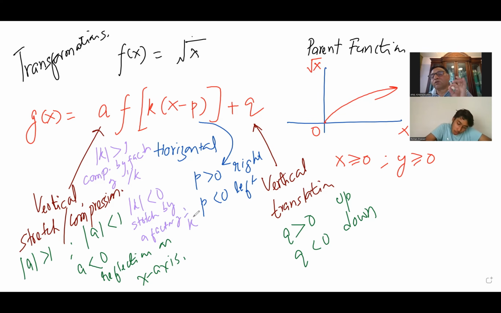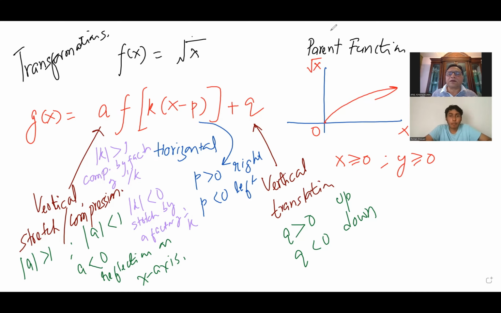By a factor of 1 over k, right? So that becomes a basic transformation. Very important. This is given in every book, so not a big problem. You know this. We'll actually see how it affects any function, specifically the square root function, and how the coordinate points change from the parent function to the transformed function, okay?